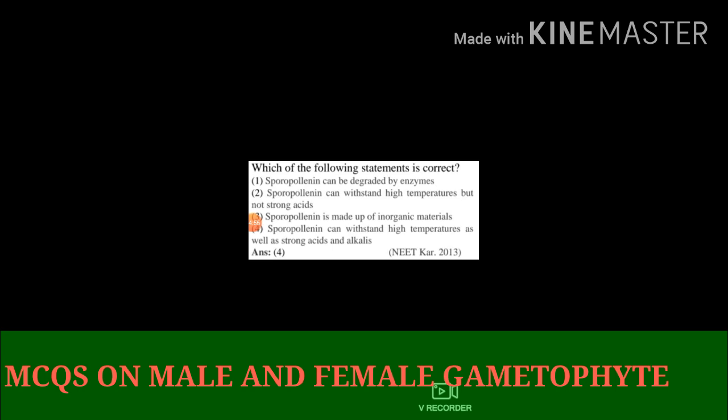Here what is sporopollenin? Sporopollenin is nothing but the chemical which is present on the exine of the pollen grain and which cannot degrade or decompose, that is, it is useful for existence of pollen grains. That means here the option number 4 is correct. Sporopollenin can withstand high temperatures as well as strong acids and alkalines. It is useful for long persistence of pollen grains.